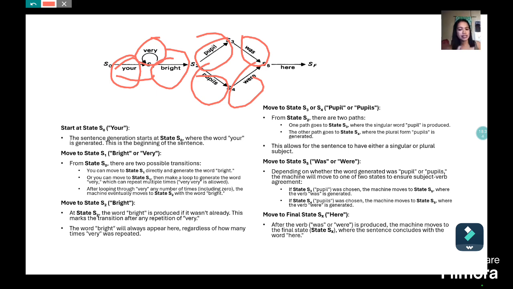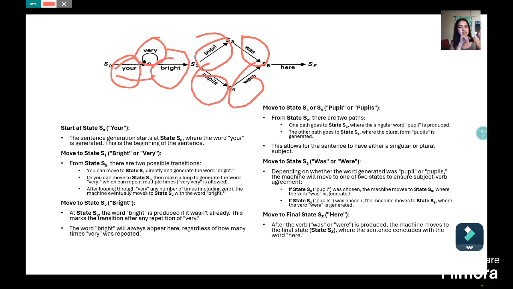Now we're moving to state 5. If we choose "pupil," "your very bright pupil was." And if we choose "pupils," "your very bright pupils were." So we build the sentence. Moving to the final state, after the verb "was" or "were" is produced, the machine moves to the final state, where the sentence concludes with the word "here." "Your very bright pupil was here."